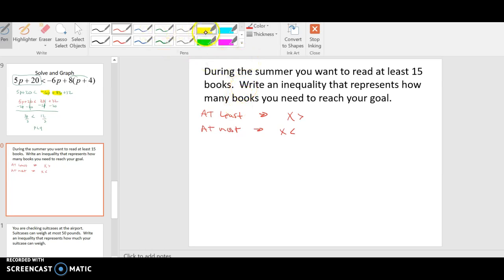Okay? So when we read this, during the summer, you want to read at least 15 books. Write an inequality that represents how many books you need to reach your goal. I'm going to let X be the number of books read. So the number of books read must be at least 15. So I must read a minimum of 15. So x must be greater than or equal to 15. And I should put that over here. You could also be equal to.